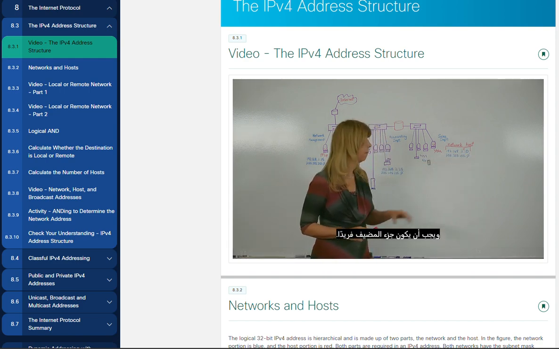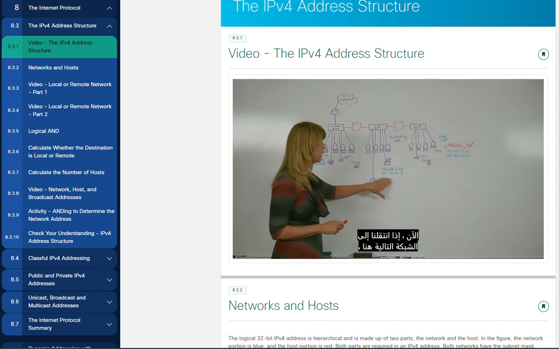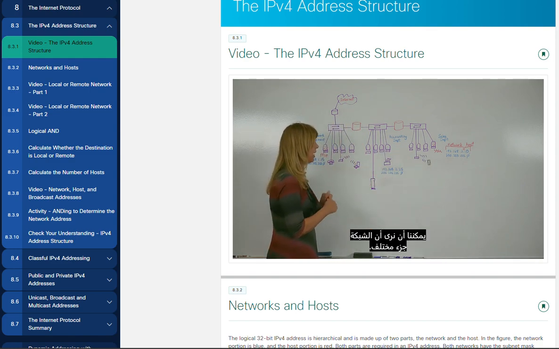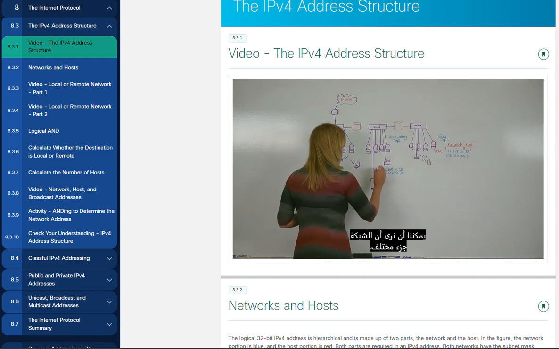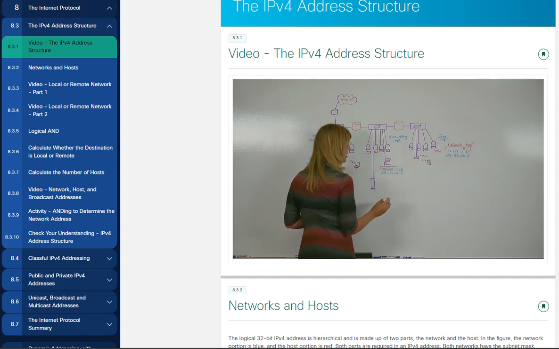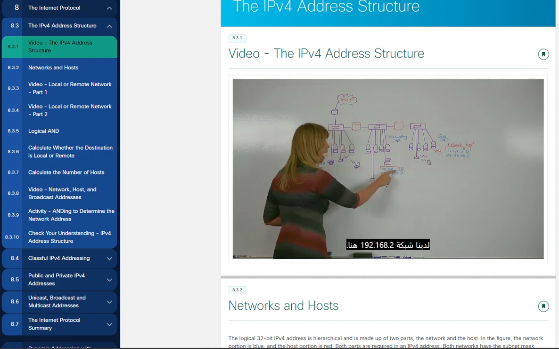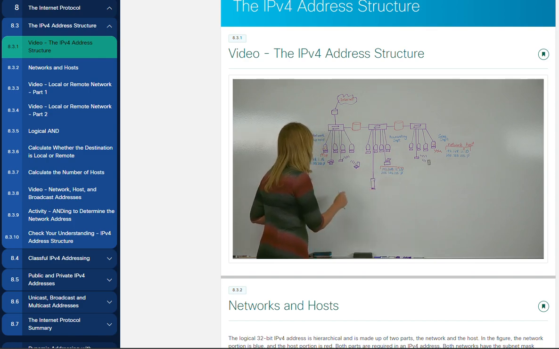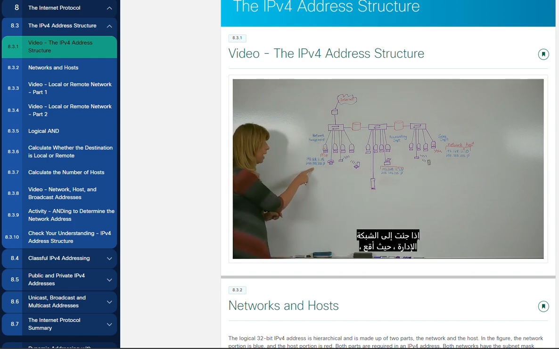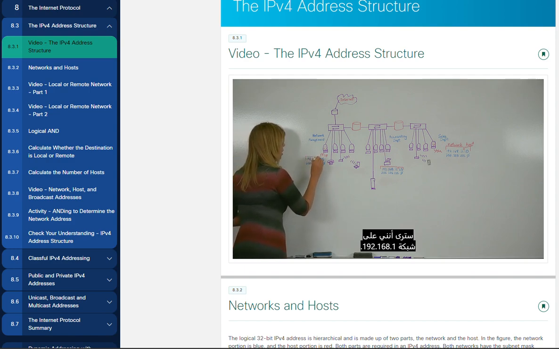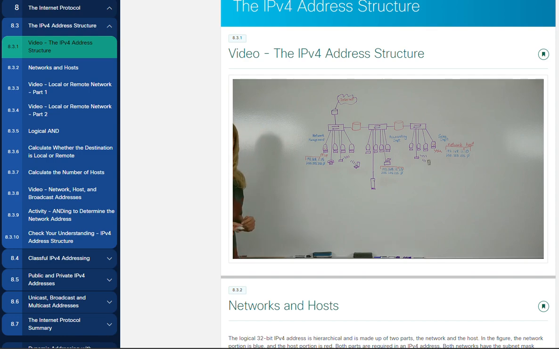So in a local network, the network portion has to be the same, and the host portion has to be unique. Now, if we move over to the next network over here, we can see that the network portion is different. We had the 192.168.3 network over here. We have the 192.168.2 network over here. If I come over to network management, where I'm located, you'll see that I'm on the 192.168.1 network.